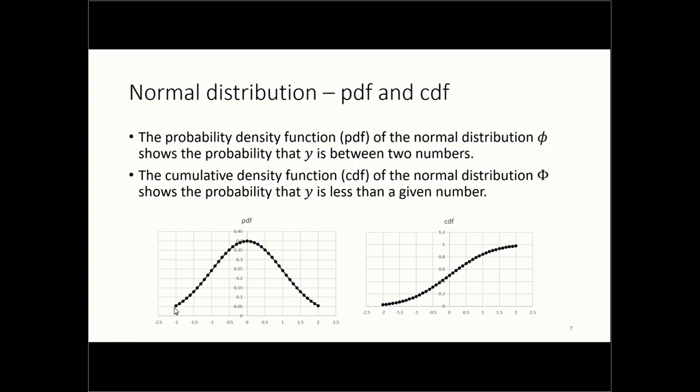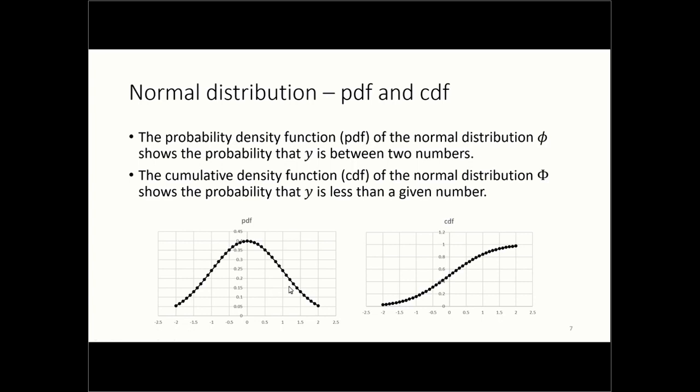And so what we have here is, for any value, we could ask what is the probability that it's between two numbers. For example, we know that 95% of the observations are between minus 1.96 and plus 1.96. So this is the PDF of the normal distribution.